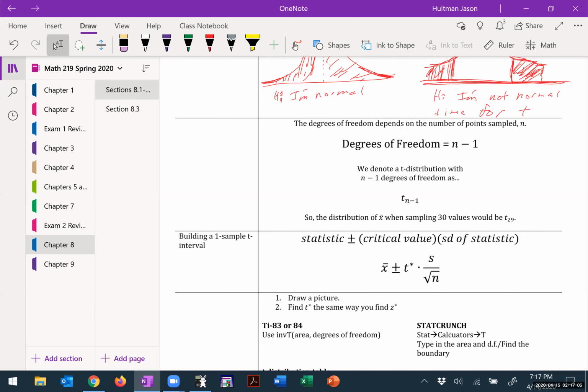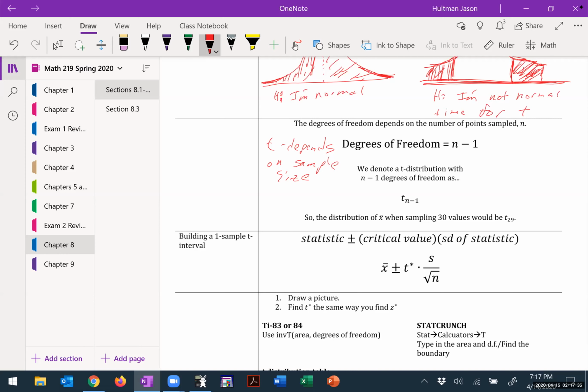Okay, t is not just one curve. Here's the idea: t depends on sample size. Okay, t depends on sample size. The shape of the curve depends on the sample size.